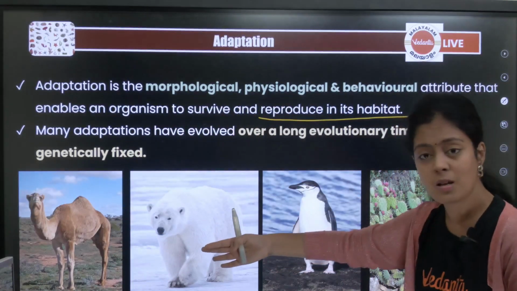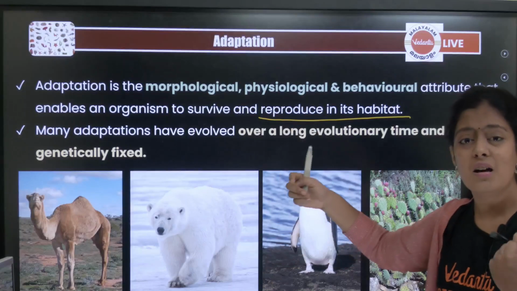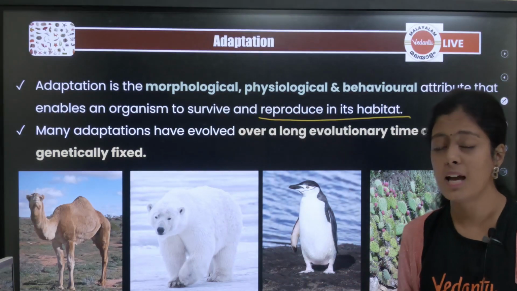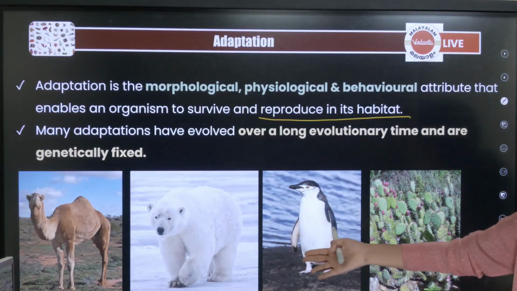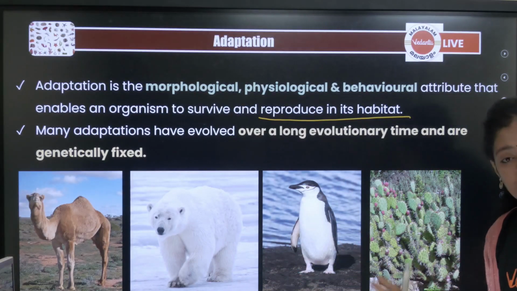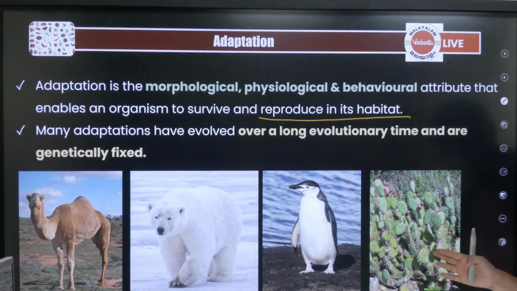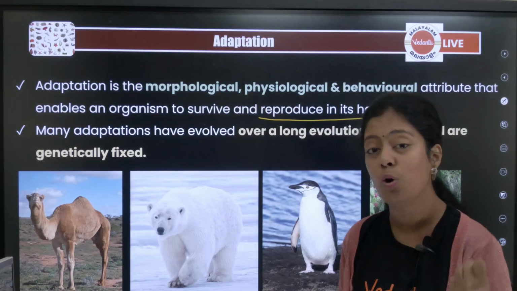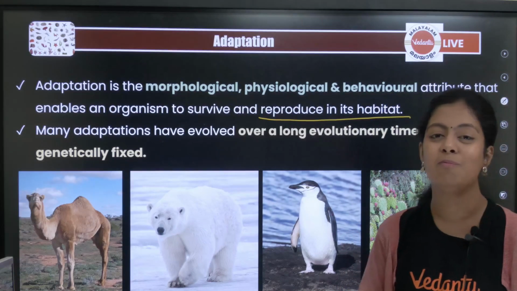You see polar bears, snow storms will come, there will be snowfall, the temperature goes so far below zero, even the water is completely frozen. But still my polar bears are surviving there. Okay, polar bears and penguins. You see here, these desert plants, there is no water to drink there. How do plants survive there? How do plants grow there? That is what we call adaptation.